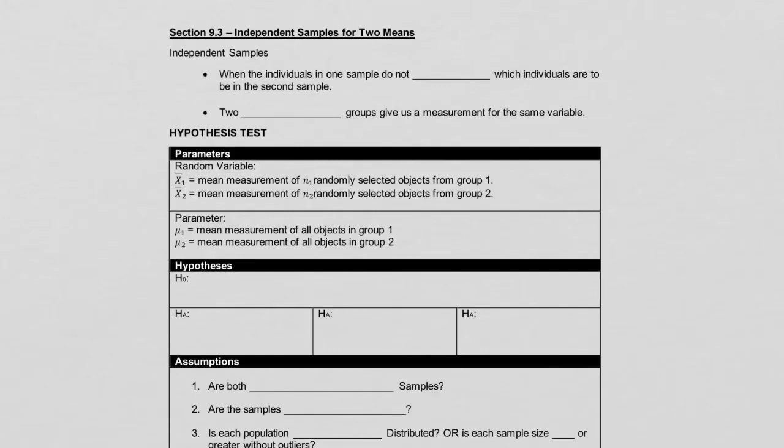Hey everyone, this video is for section 9.3 where we're going to focus on hypothesis testing and confidence intervals for independent samples for two means. So first, independent samples. This is when individuals in one sample do not dictate which individuals are to be in the second sample.